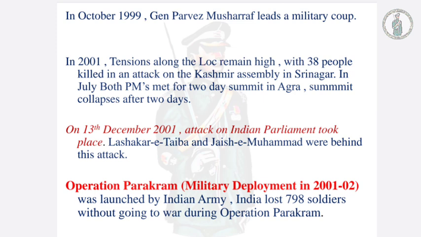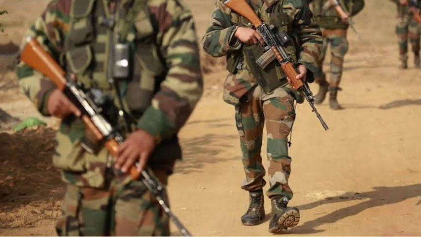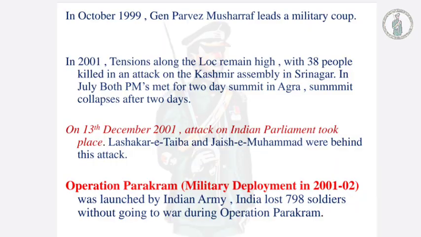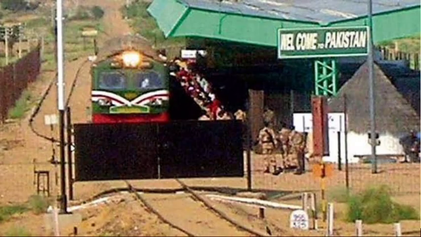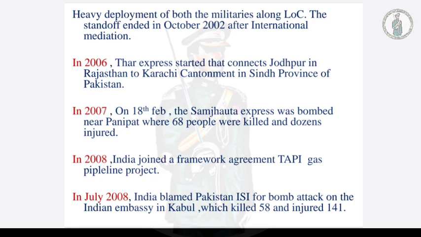Then in response to this, the Indian Army launched Operation Parakram, which was a huge military deployment from 2001 to 2002. The two countries were almost on the brink of war as there was a heavy deployment of both the militaries along the LOC. But the standoff ended in October 2002 after international mediation. Then in 2006, the second train, Thar Express, started between Jodhpur in Rajasthan and Karachi cantonment in the Sindh province of Pakistan.